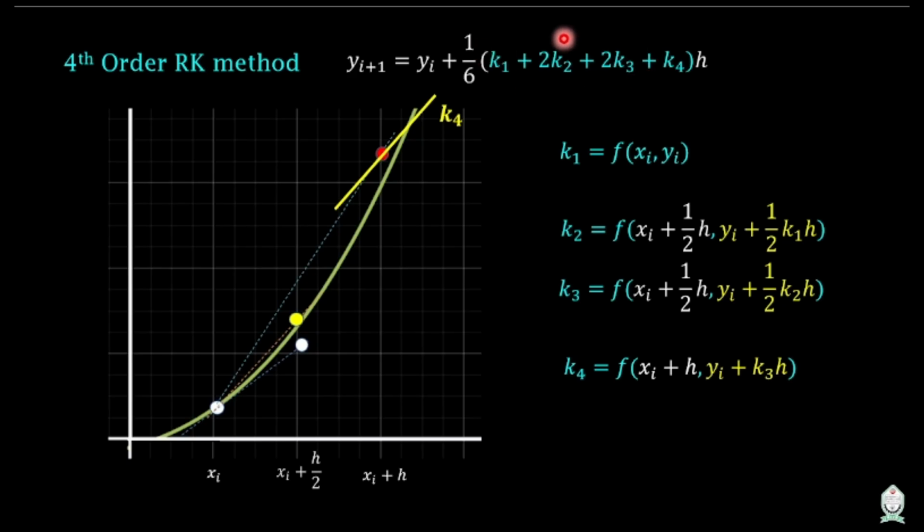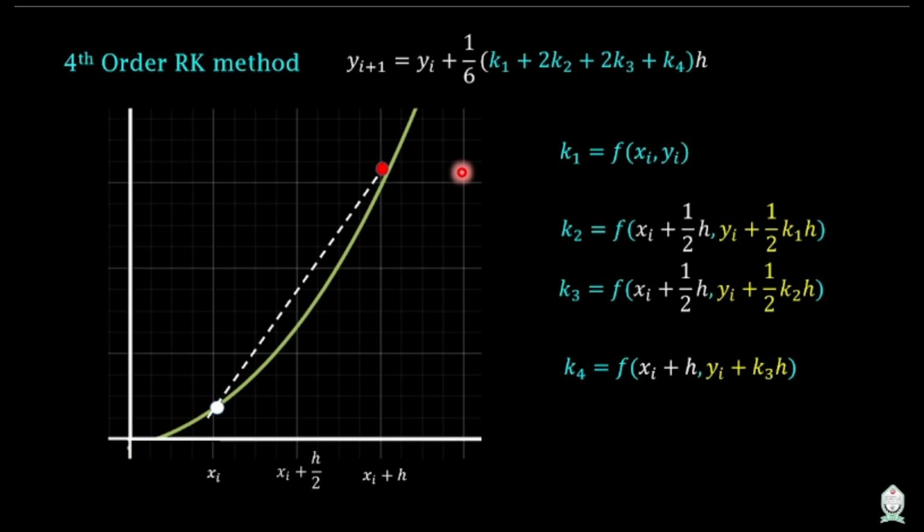If we plug them into this function and take the weighted average, that will eventually give us one single slope, and using that slope, multiplying it with the h, and adding our previous value of y, we can reach our next yi plus 1. In graph paper, this is how the RK4 method works.